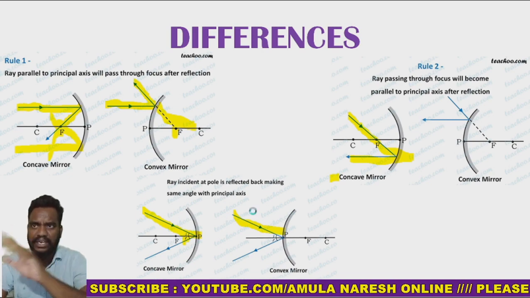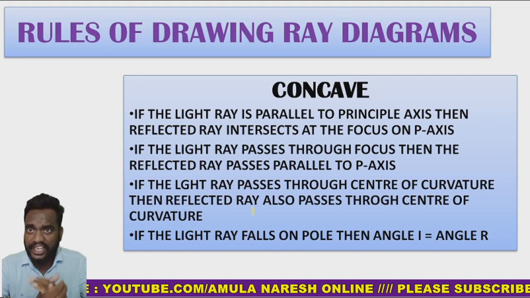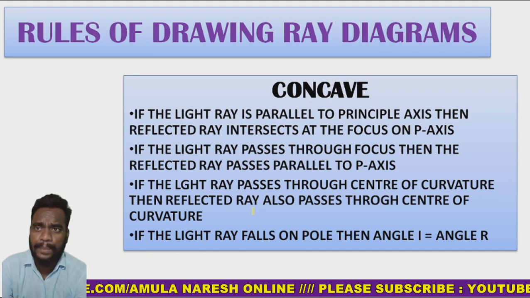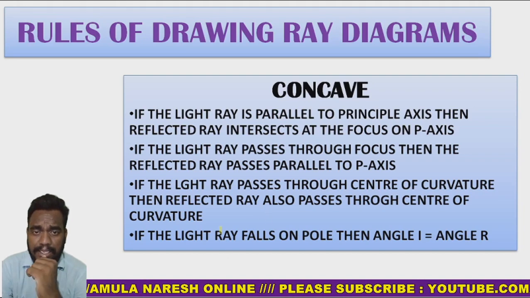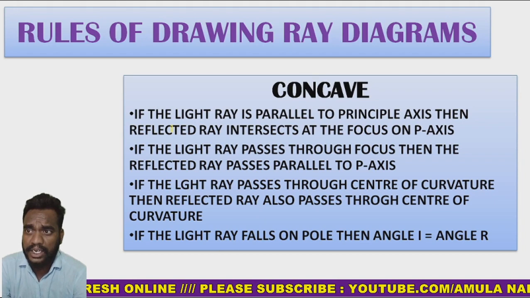Right? This is regarding the differences. Now we will have complete notes about concave mirror and its rules. The first rule is that if the light ray is parallel to the principal axis, then it will reflect back through the focus.